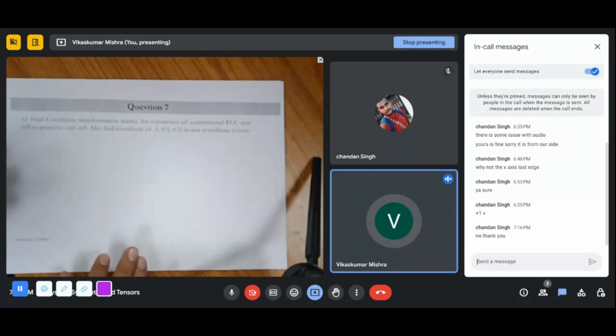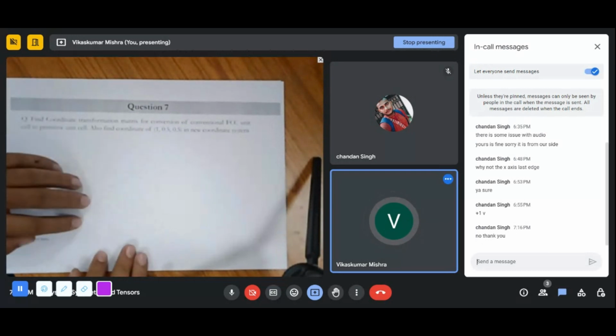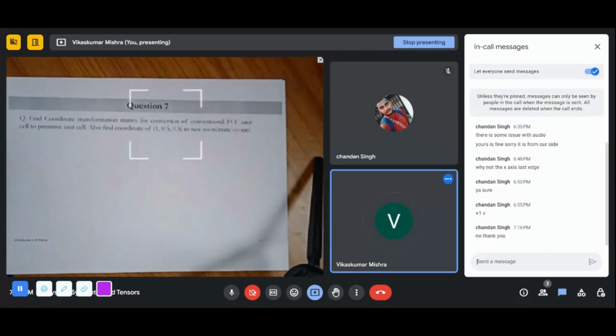It might not be visible perfectly, so let me explain the question. Yeah, now it is. The question is telling us to find the coordinate transformation matrix for conversion of the conventional FCC unit cell to a primitive unit cell. Okay, so what we need to do, FCC is given.